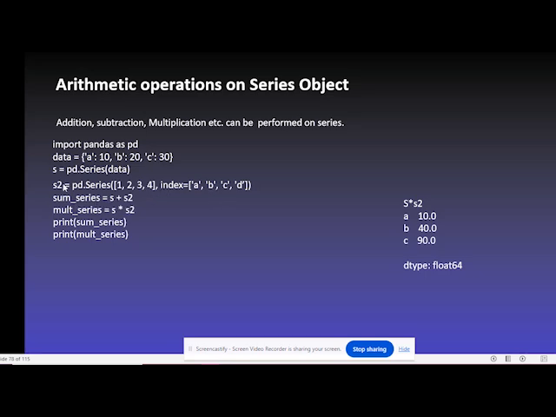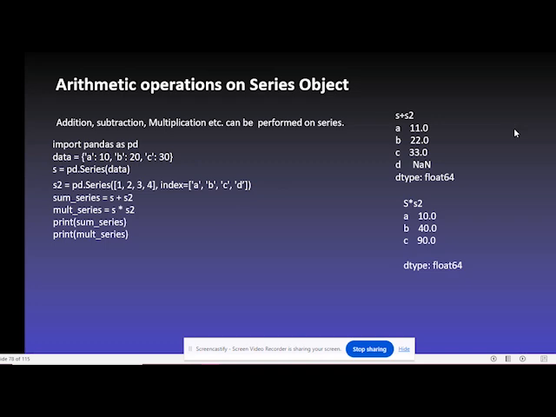Now we are going to add S plus S2, first series plus second series. When we add two series, if we have a matching index in both series, those values will be added together. A, do we have it in both series? Yes. So at A, what is there? In the first series it is 10, in the second it is 1. So that will be added: 10 plus 1, 11. B, do we have it? Yes. 20 plus 2, 22. C, yes. 30 plus 3, 33. Now D we have in the second one, but we don't have it in the first series. In that case, NaN will be the value at that index.